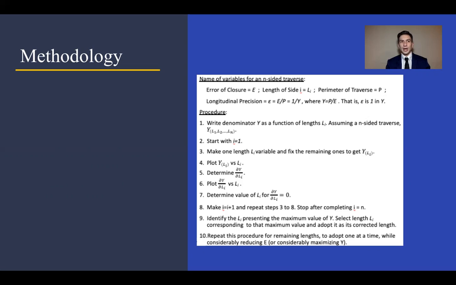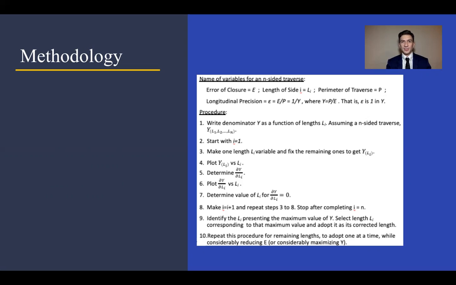The longitudinal error precision epsilon is defined as the quotient of the error of closure over the perimeter. Correspondingly, the denominator Y is defined as the perimeter over error of closure. That is, the longitudinal precision epsilon is 1 over Y.